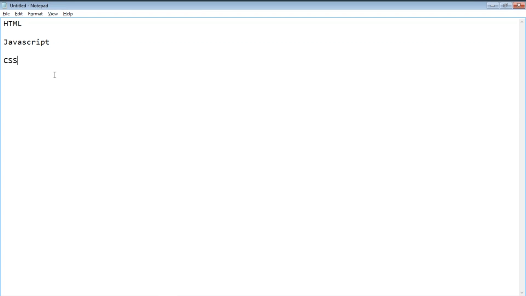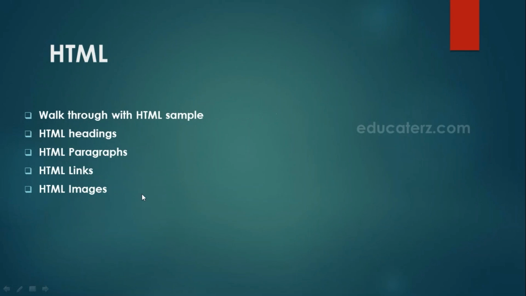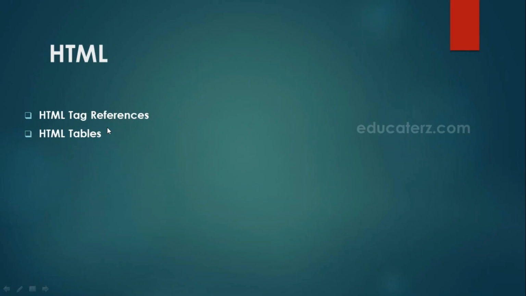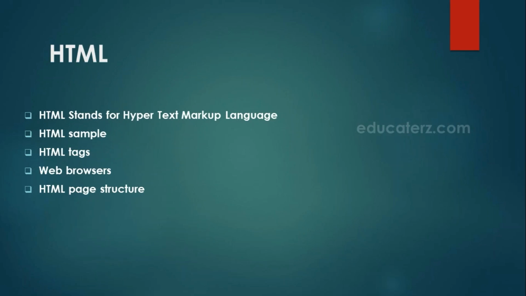CSS stands for Cascading Style Sheets. HTML is Hypertext Markup Language. In this session, we'll discuss HTML samples, tags, browsers, and page structure. I'll take you through HTML samples, headings, paragraphs, links, images, and tag references. Finally, HTML tables. By this, we'll have knowledge of HTML. Let us cover all these things in HTML.